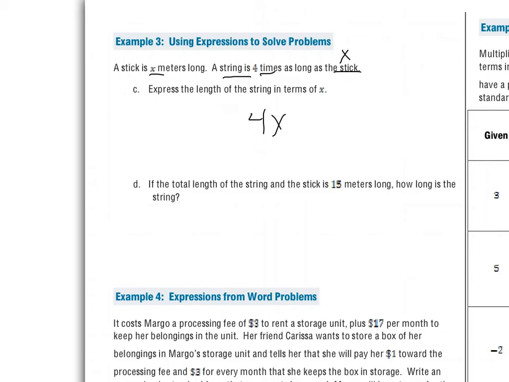So thinking about this, this gives us something we can set up as an equation. We have x is our stick, so we're looking for the total length. x plus 4x would be equal to 15. So this is string plus stick is equal to 15. If we combine our like terms, that tells us 5x is equal to 15. And we know our inverse operation here is divide by 5. Also, it's pretty intuitive to us that this is going to have to be 3.